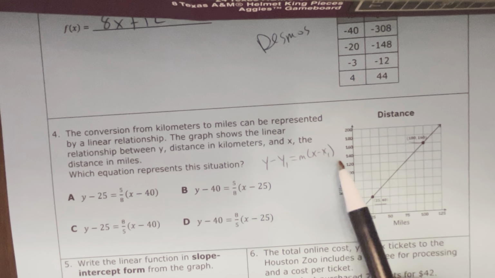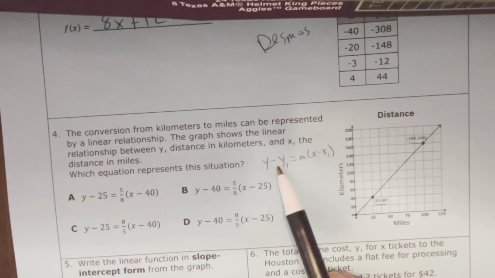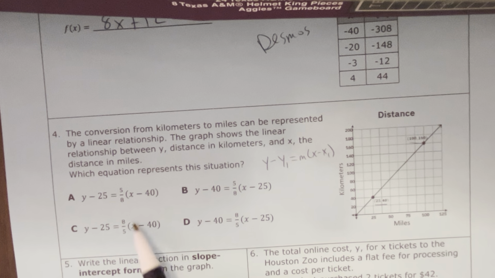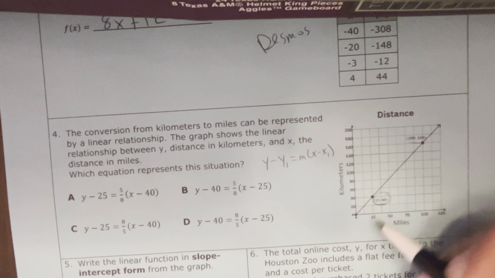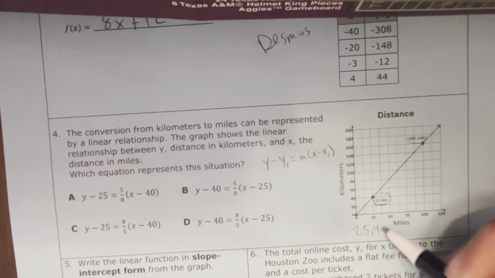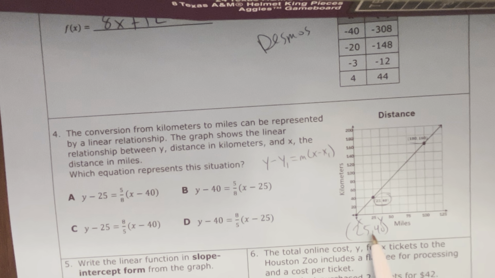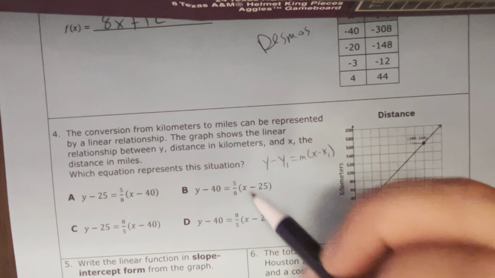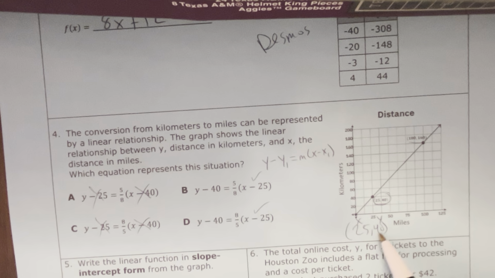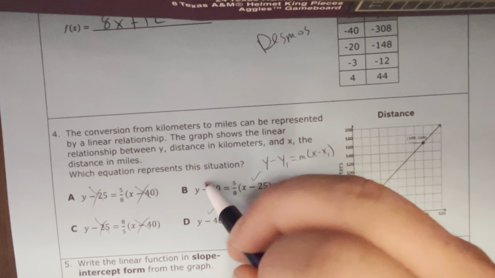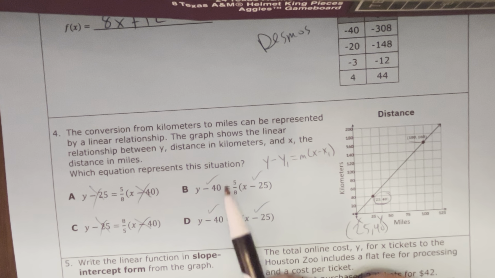And so the x coordinate goes with the x, the y coordinate goes with the y, and then we have the slope. And so for these, they're all using the 25 and the 40. Looking at these points, this one right here is my 25, 40, where 25 is the x and 40 is the y. And so I should see the 25 with the x. That one checks, that one checks, that one doesn't, that one doesn't. And then the 40 should be with the y, that one checks, and that one checks. And so it's got to be either B or D.